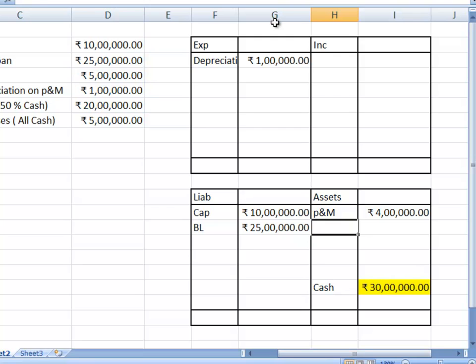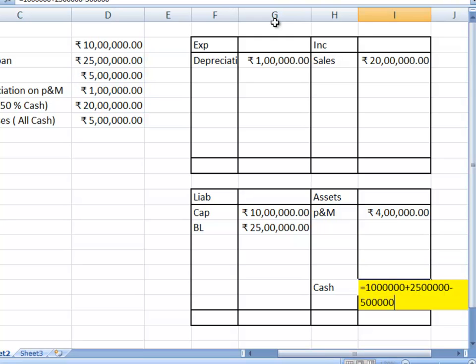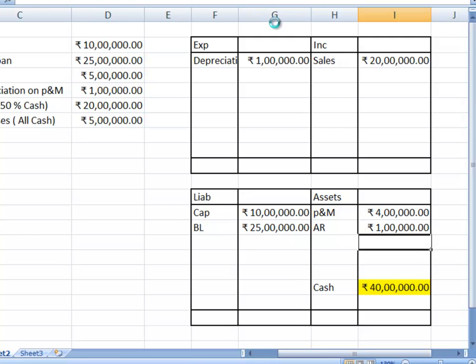Then sales 20 lakhs. Irrespective of whether it's cash or credit, entire sales would go onto your income statement. But cash will increase only by half of the amount. So cash will increase by only 10 lakhs. Remaining 10 lakhs would be shown as accounts receivable. Next transaction, expenses 5 lakh. So expenses 5 lakhs here. Cash will reduce by 5 lakhs.